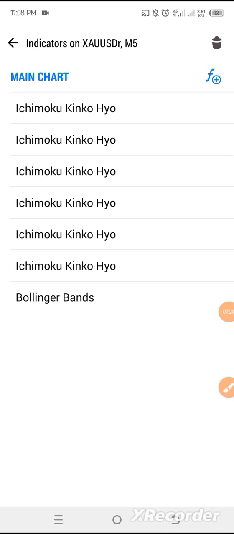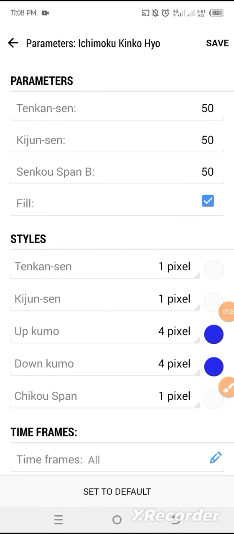Our first indicator is Ichimoku. We use Tenkan-sen 50, Kijun-sen 50, Senkou Span also 50. Any color of your choice, but don't forget that I use only Kumo up and Kumo down, the cloud. The remaining lines, I put at white. So you click done.